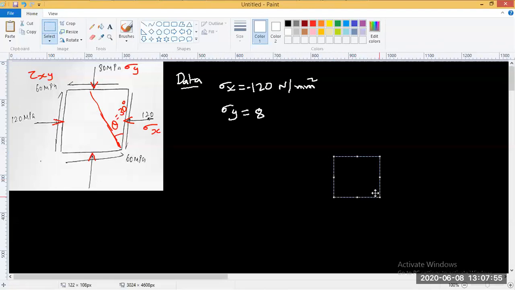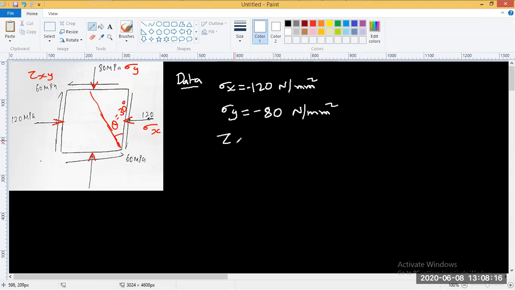Negative values, because we are dealing with compression, right? This is compression, so therefore we need to include that minus. Okay, make sure you don't forget that. It's minus 80 Newton per mm squared, and also shear stress tau xy is in the negative value. This is a negative quadrant, you can call it. So this quadrant and this quadrant here, you can call it negative. So it is also minus 60 Newton per mm squared.